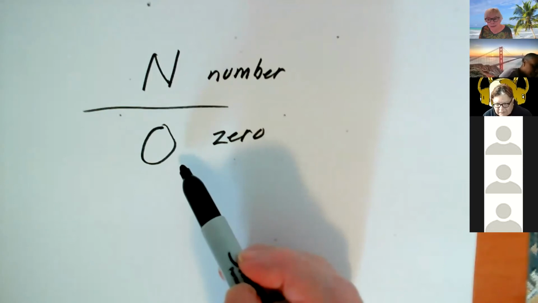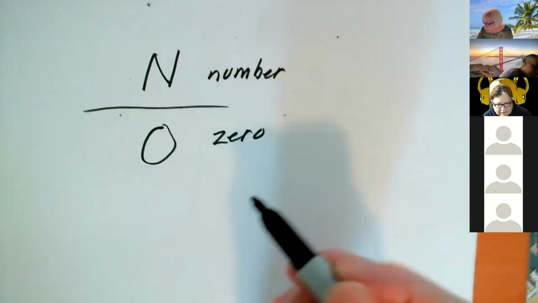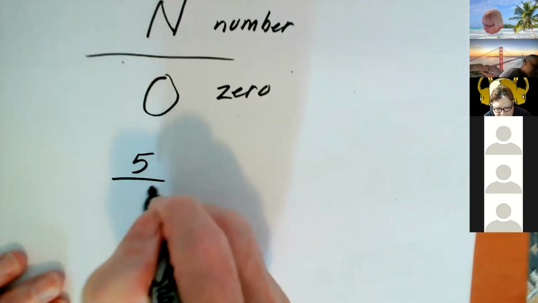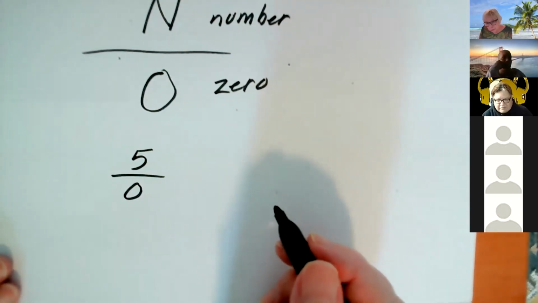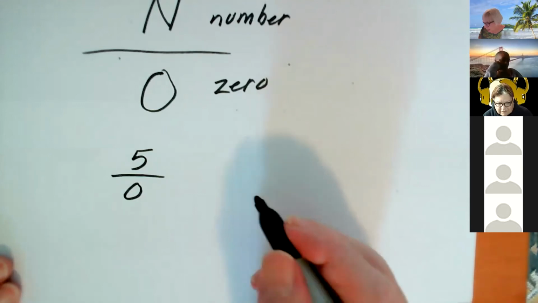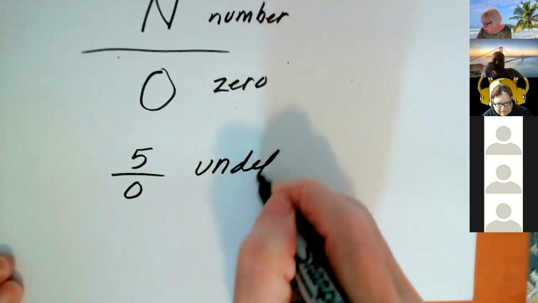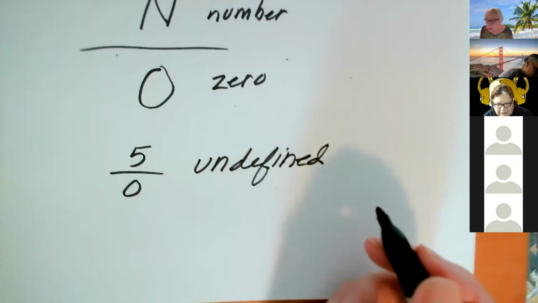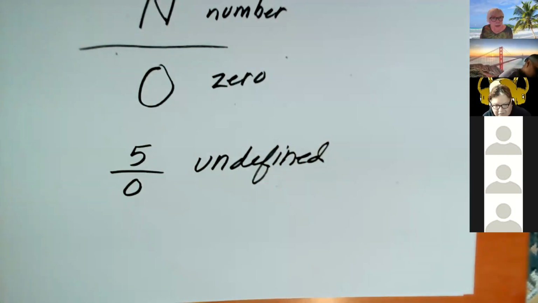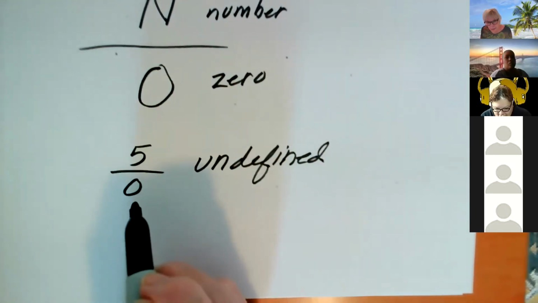Can you remember it? So when we have 5 divided by 0, are you going to give us an answer? That's a no. And if you have to come up with the correct word, it's undefined. So this is why there's the distinction between counting numbers and whole numbers, because you can't do this.